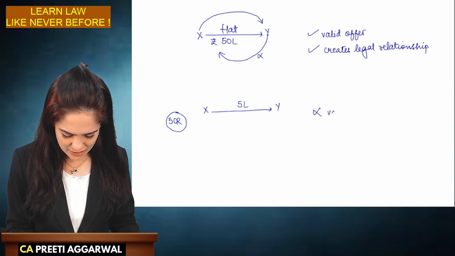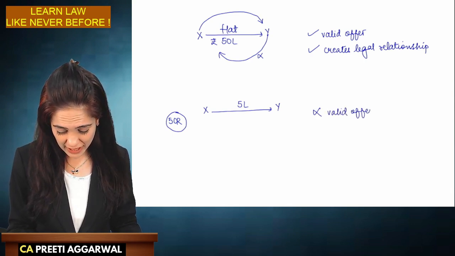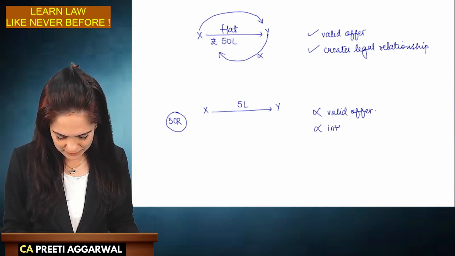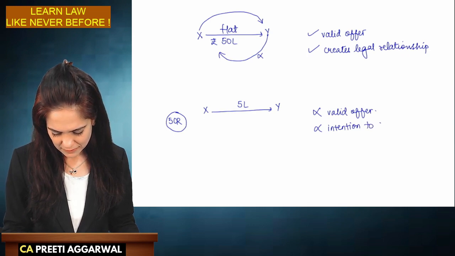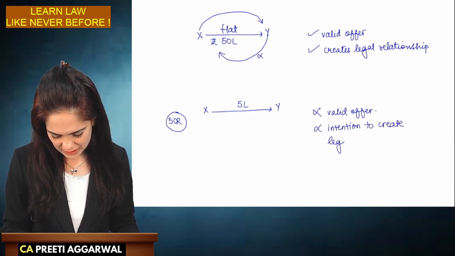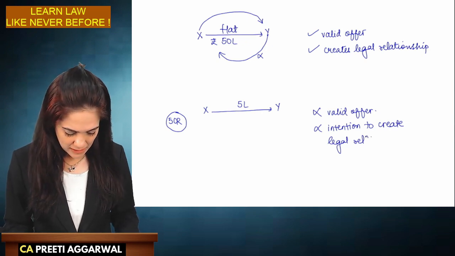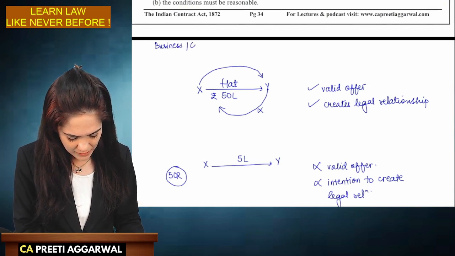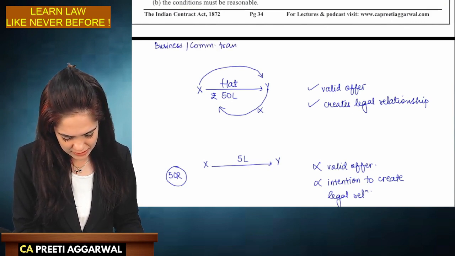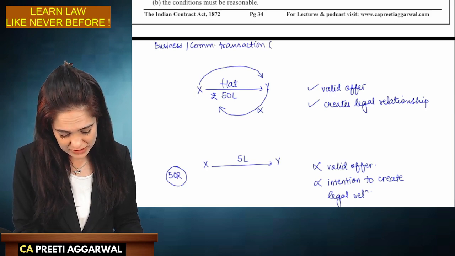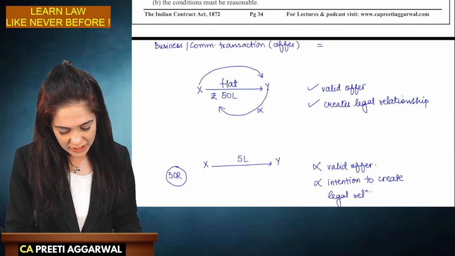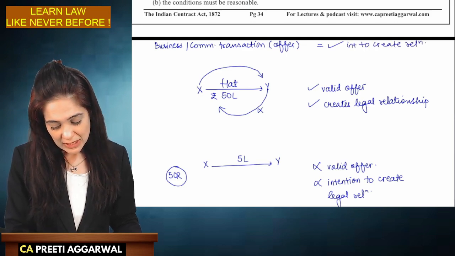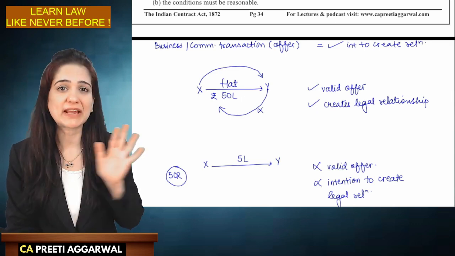So this is not a valid offer because we never had intention to create legal relation. There is no intention to create legal relation. You can also write that in case of business or commercial transactions, or in case of business or commercial offer, we assume that there is intention to create legal relation. When this offer is accepted, it will create a valid contract.